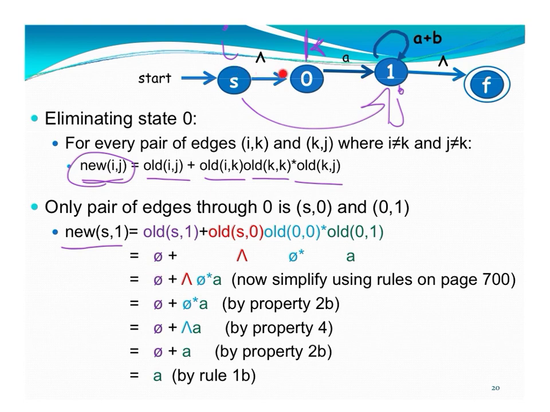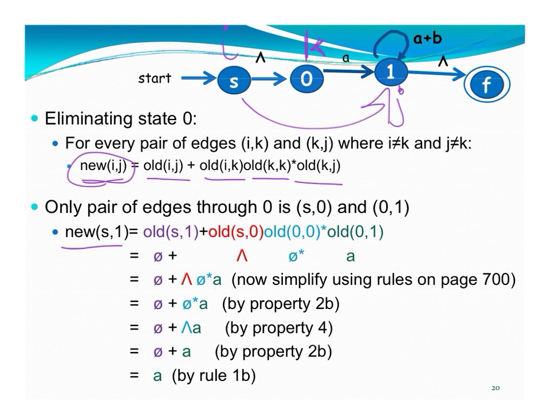The old S to 0 was a lambda, so you can see here I translated this old S to 0 as a lambda. The old 0 to 0, well, there is no loop from 0 to 0, so that's the empty set, but we have to star it, so that'll be the empty set starred. And the old path from 0 to 1 had an A on it, so we copied that down. And now I'm going to say, all right, well, so we have the empty set plus lambda times the empty set starred times A.